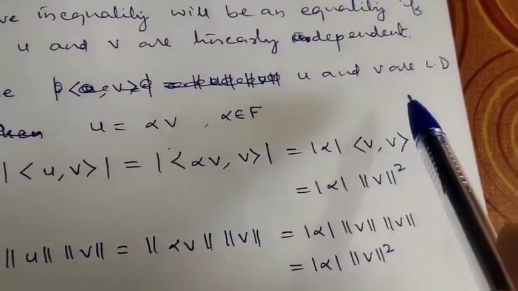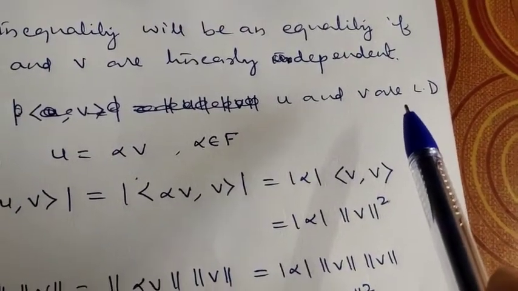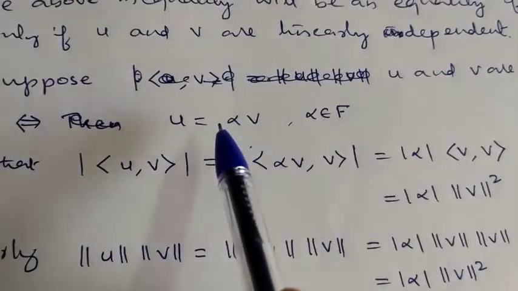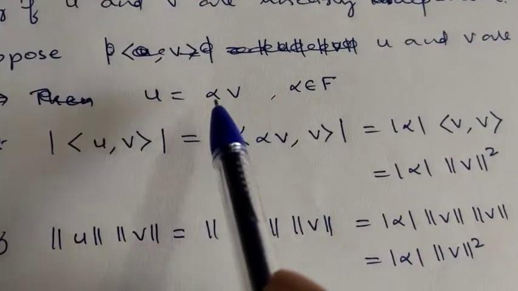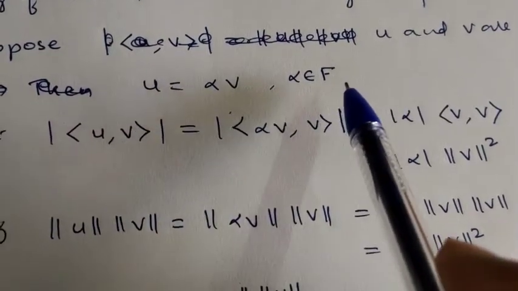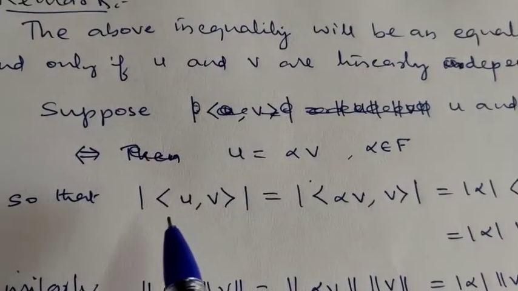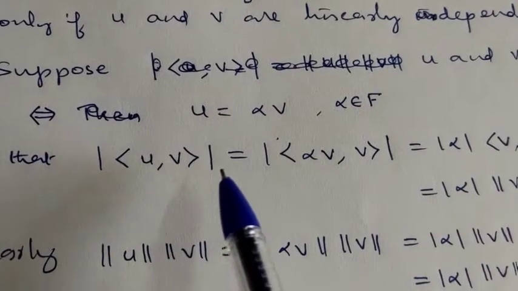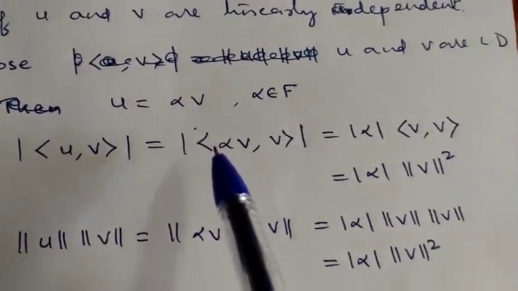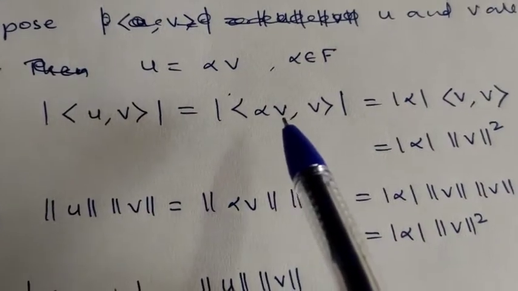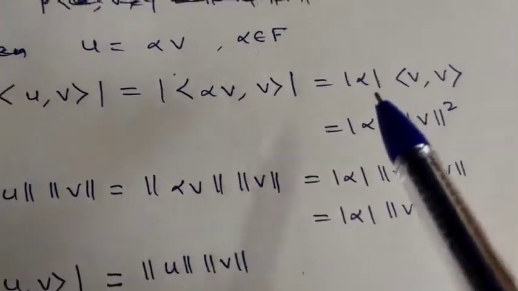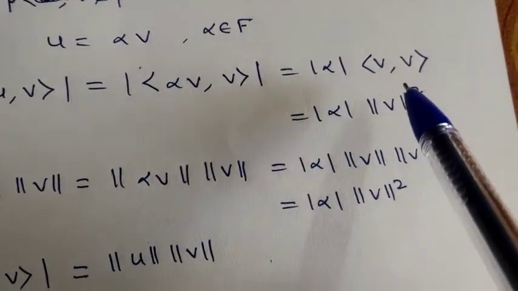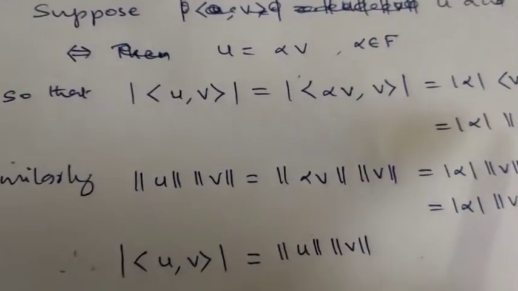So suppose u and v are linearly dependent. U and v are linearly dependent means what? One is a scalar multiple of the other. That means we will take u to be a multiple of v. Say u is equal to alpha into v, where alpha is a scalar. Then what will happen? Mod of inner product of u comma v is equal to mod of inner product of alpha v comma v, because u is alpha v. That's equal to mod of alpha into inner product of v comma v. So that is equal to mod of alpha into, v comma v is what? Norm of v square.